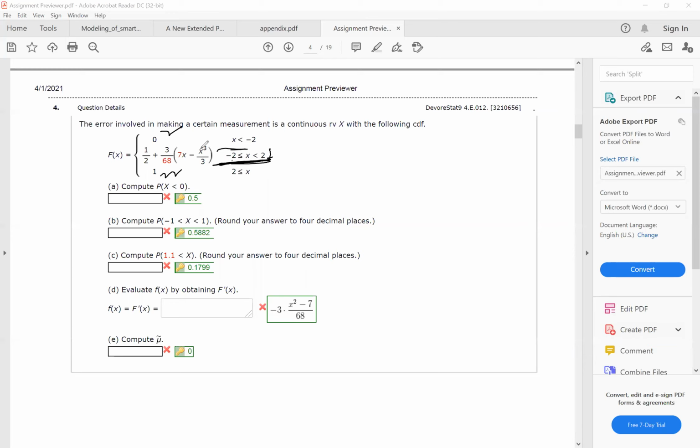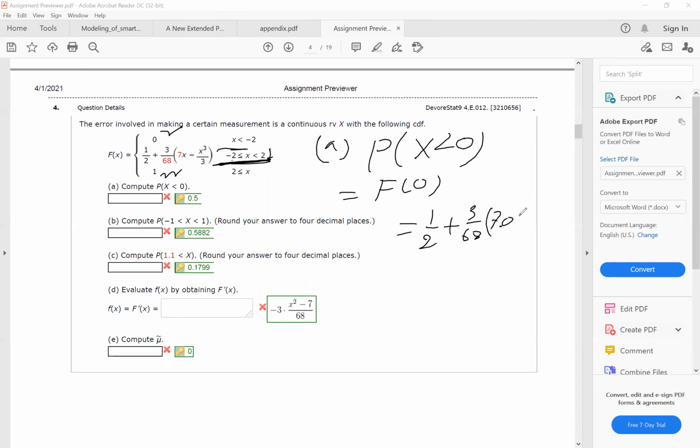Now we have to compute probabilities. Part A: we have to find the probability that x is less than 0. This is just F of 0. So we have one half plus 3 over 68 times (7 times 0 minus 0 cubed over 3). This will be just one half, so it is 0.5. So the probability that x is less than 0 is 0.5.